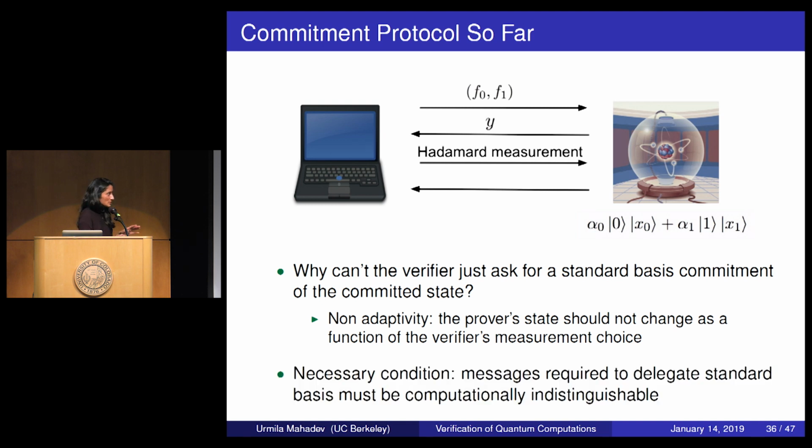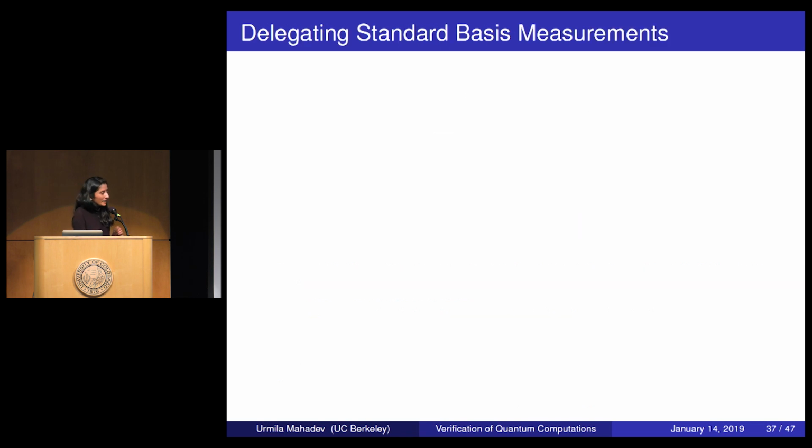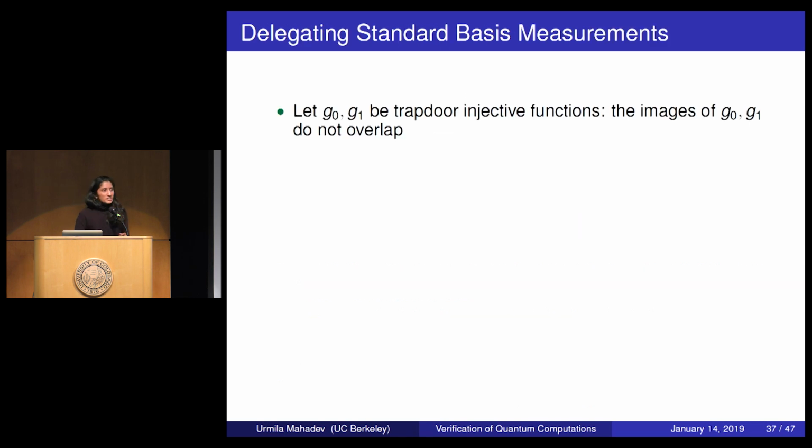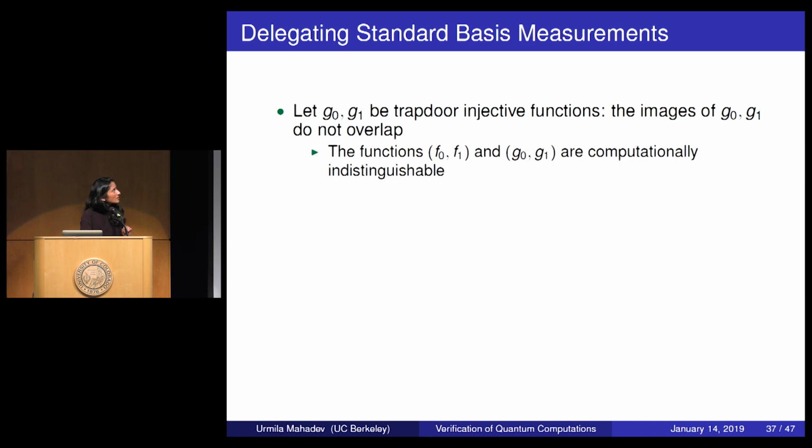Okay, so this is another nice use of cryptography. And here's how it goes. The functions f0 and f1 were trapdoor claw-free functions. So they were injective and they had exactly the same image. I'm going to instead use functions g0 and g1, which are now injective, but they have disjoint images. So their images do not overlap at all. And the functions f0, f1, and g0, g1 are computationally indistinguishable to the prover. So he can't tell.